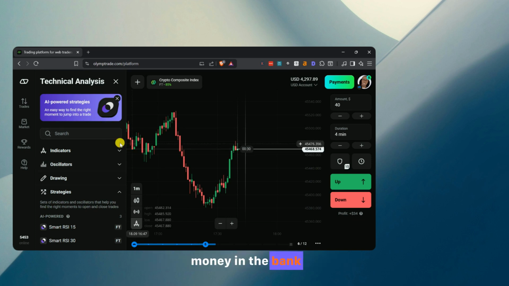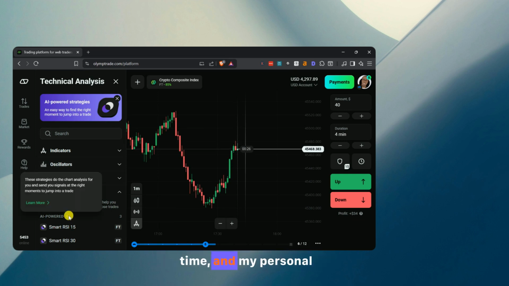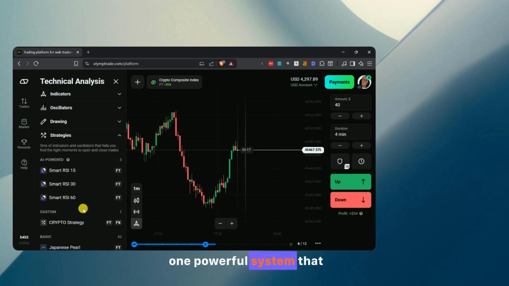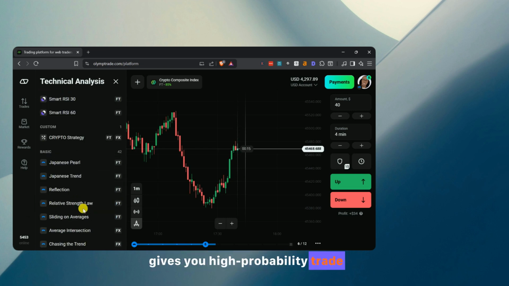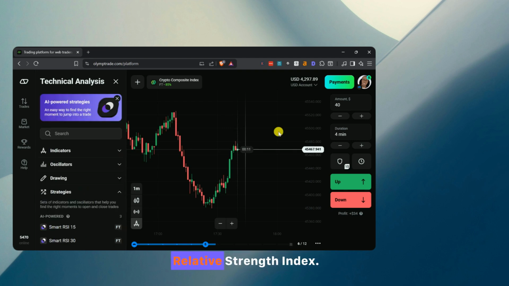Third, why EMA beats simple moving averages every time, and my personal EMA strategy that works in any market condition. And finally, how to combine all 3 into one powerful system that gives you high probability trade setups daily. Let's start with RSI, the Relative Strength Index.